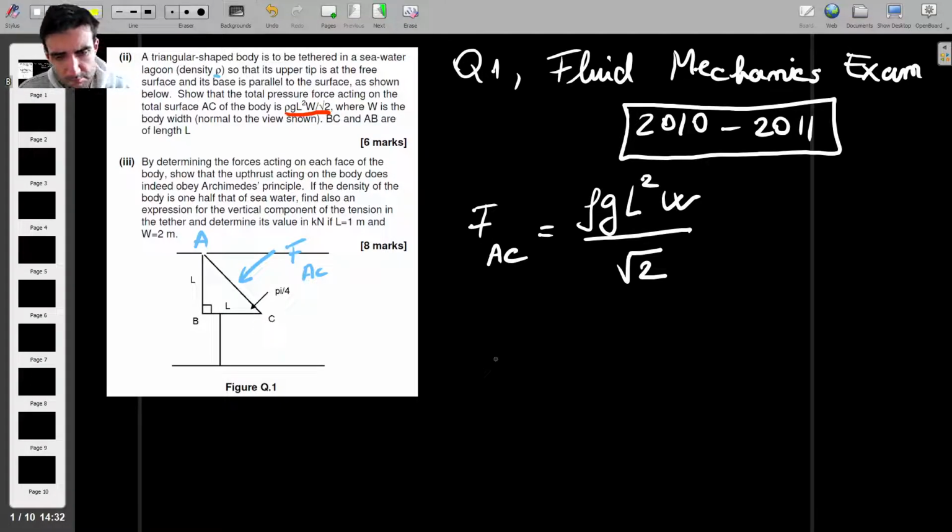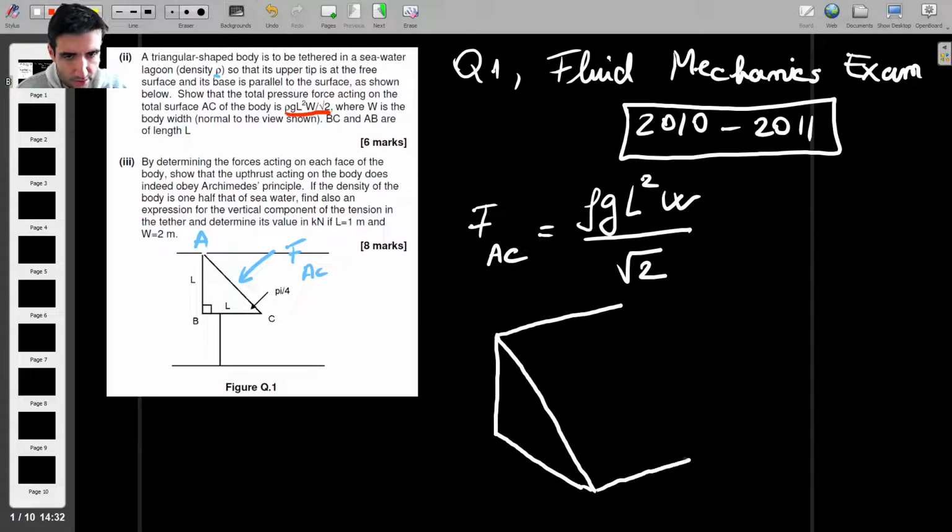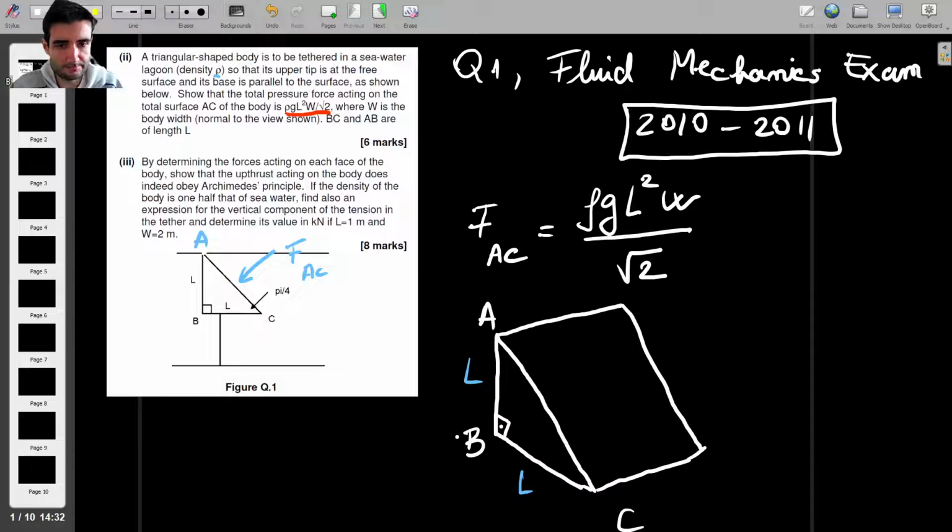If we try to draw this from an isometric 3D perspective, this is what we would see. This is how the object actually looks, more or less. This is A, this is B, and this is C. This angle here is 90 degrees. Then this is L, those are the lengths of the sides, and W is this.